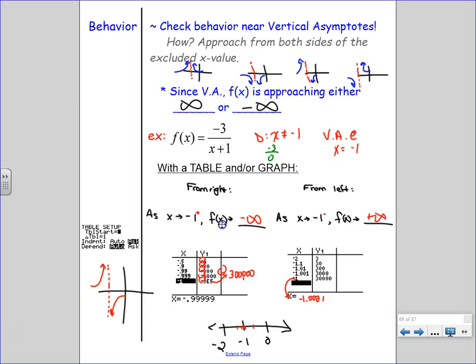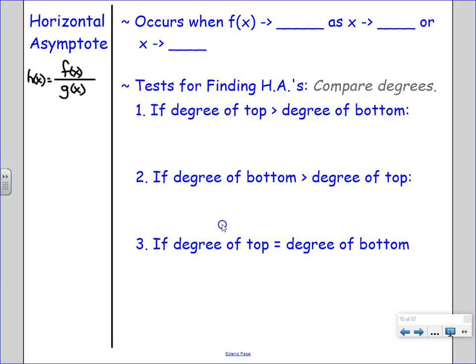What is this whole thing? Behavior where? Near vertical asymptotes. Not ends, but near. Okay. But we just talked about how nice it would be to finish the graph, to know exactly what the horizontal asymptote is. I know. See, I was thinking about that. Austin, thanks for helping out. So, horizontal.